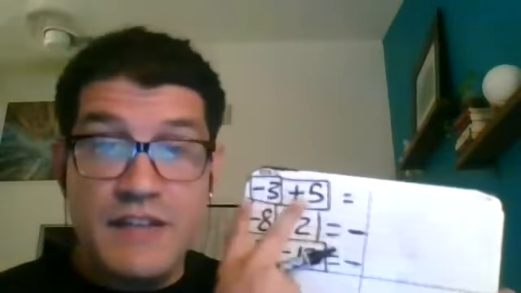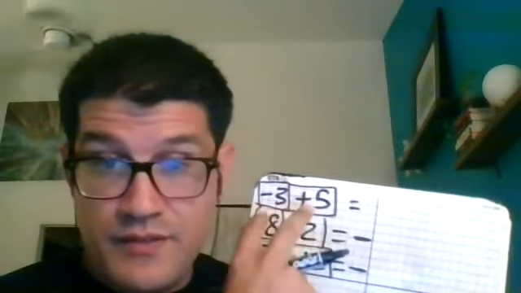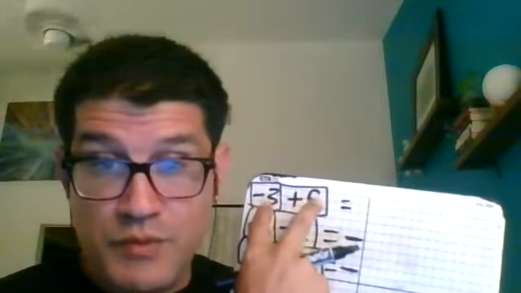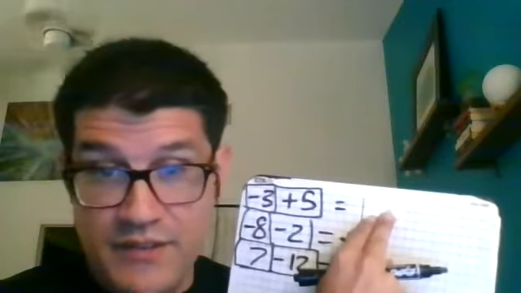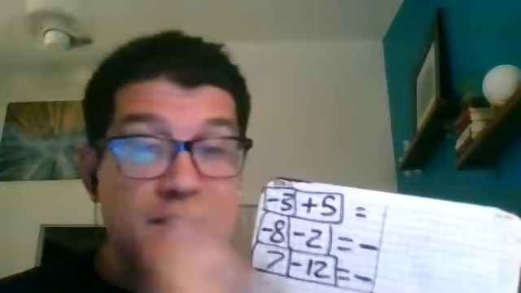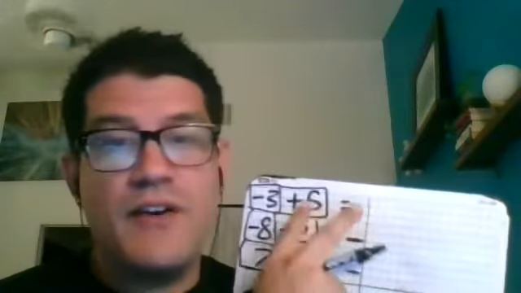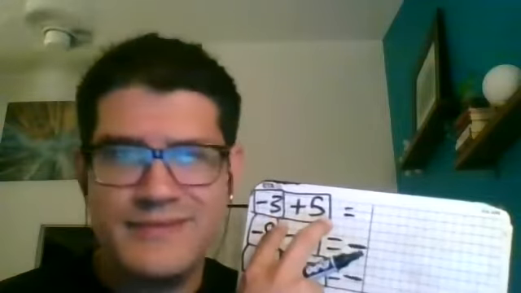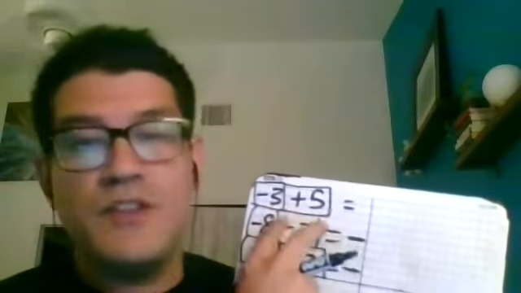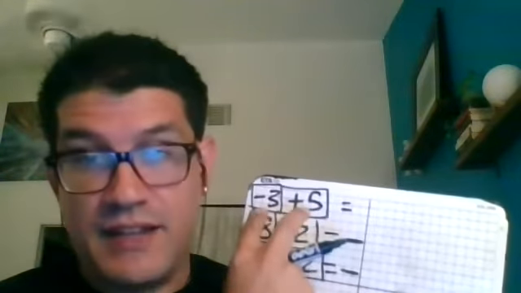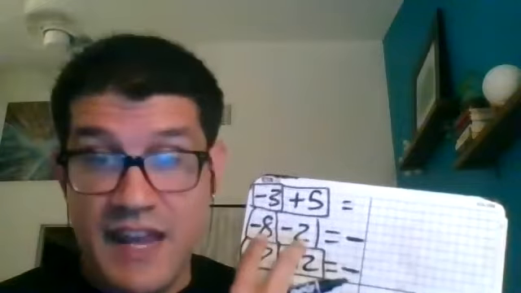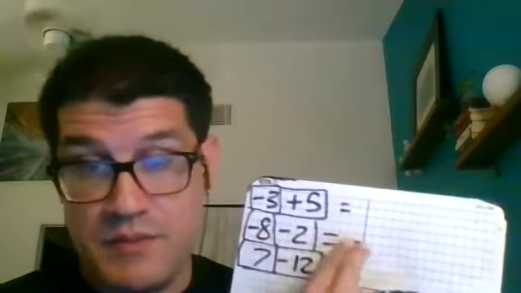Now, if the signs are different, you're subtracting the numbers. If they are the same, you're going to be adding them and putting them next to whatever the sign is. Same thing with the subtracting.